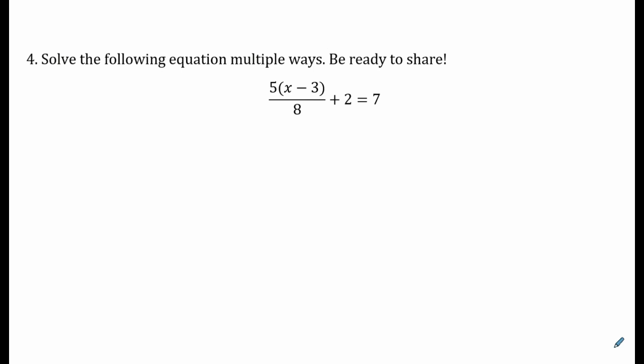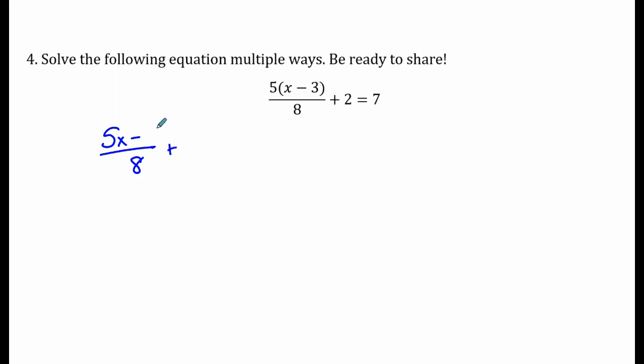One more equation. Solve this equation multiple ways. Be ready to share. So I'm going to only solve it one way for the sake of this video, but there's a plethora of ways you could have gone about solving this equation. I'm going to use inverse operations to emphasize that. Some of you may start by distributing. I don't know what you're going to do, so I'm going to take the guess that you distributed, and then I'll use inverse operations from there.